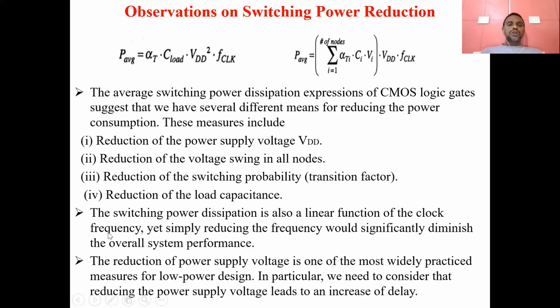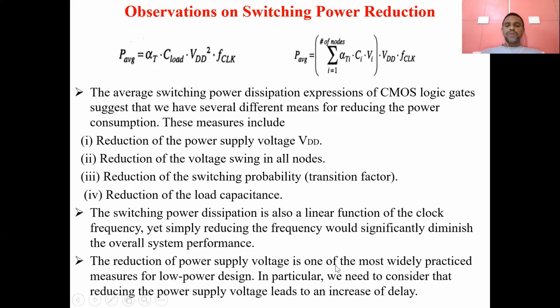Now, the switching power dissipation is also a linear function of the clock frequency, but if you decrease that, the speed or performance of the circuit will be affected. That's why we don't go with the clock frequency. The best method to decrease the average dynamic power, or switching power, is by reducing the power supply voltage. That is the main important method we have.